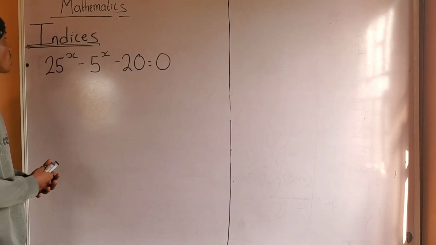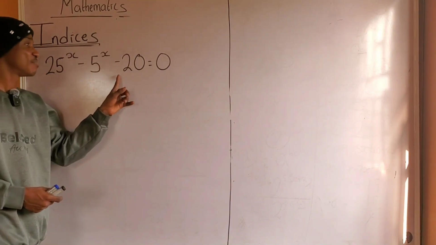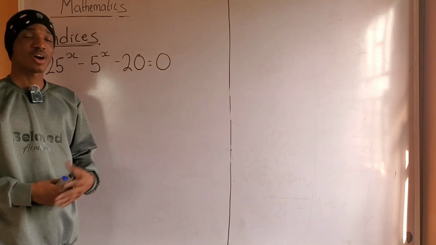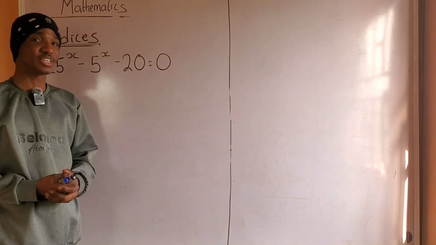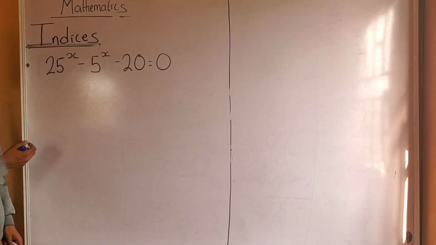We are asked to solve the equation 25 raised to the power of x minus 5 raised to the power of x minus 20 equals 0. How will you handle this question if you encounter such an exam? Well, here is a more excellent way to approach the question.